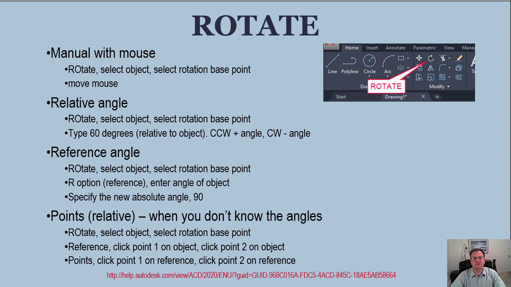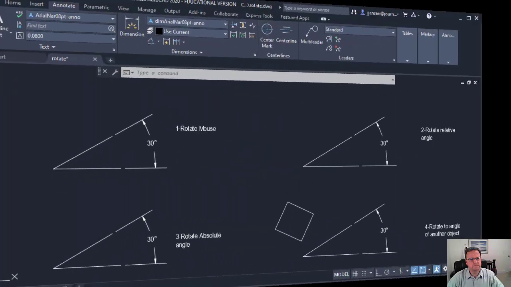We have four options within the rotate command. Manual rotate with the mouse, which is the easy one. Rotate with the relative angle to the object. Third is to rotate with an absolute reference angle. And fourth, which I feel is the most confusing but the most powerful, is to rotate an object to match the angle of another object.